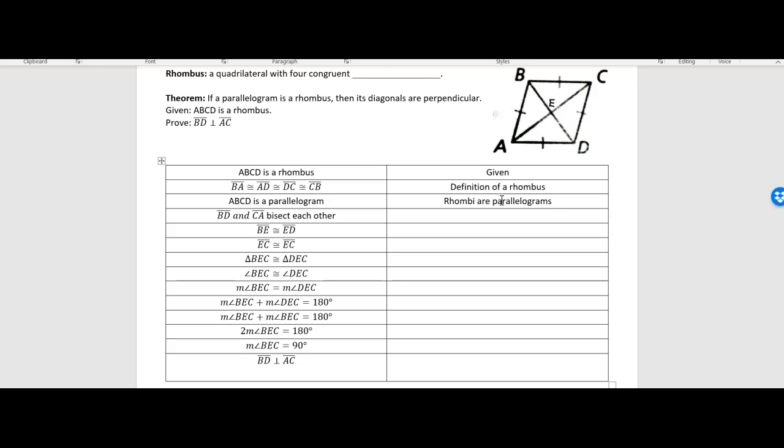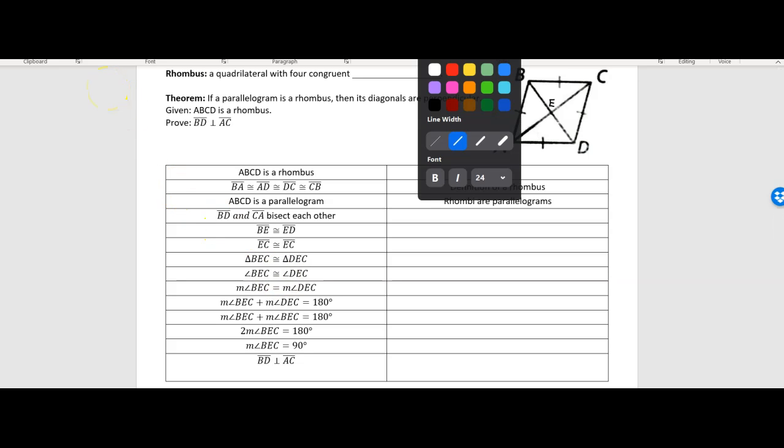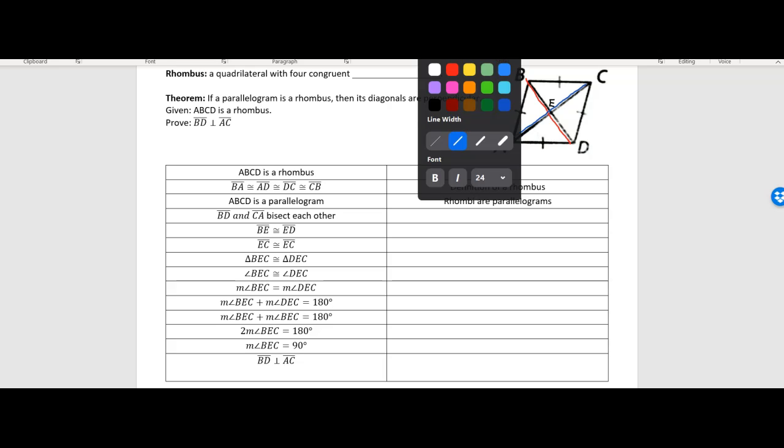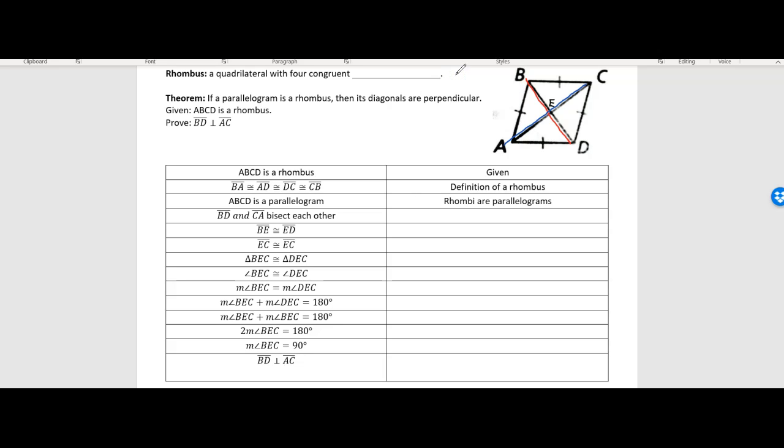If something is a parallelogram, then we know that the diagonals bisect each other. And BD and CA are diagonals. Do one in red, one in blue. And if those bisect each other, well, we'll come to it later, but I know that BE is going to be congruent to ED, and AE is going to be congruent to EC.